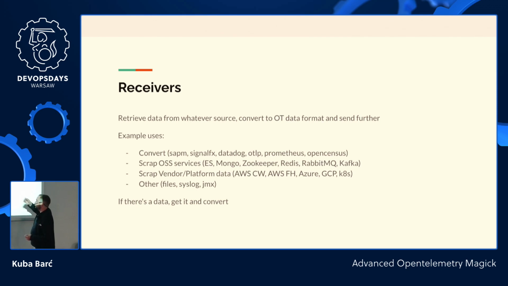So whatever source of data you have, you can scrape your open source services if you're running Elasticsearch, Mongo, whatever. That's the source of data. You can scrape files, you can scrape syslog, you can scrape information from AWS, from Azure, from Kubernetes. Basically, if you have some sort of data and there isn't a receiver written yet, just go contribute to this whole environment, and we'll have one other source of data that after the receiver will have the OpenTelemetry format.